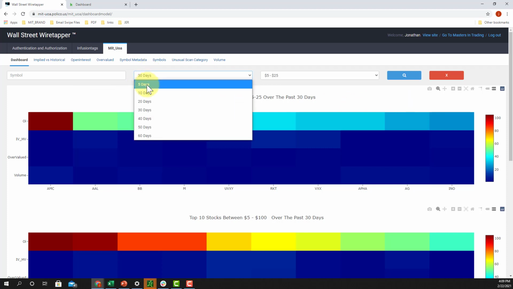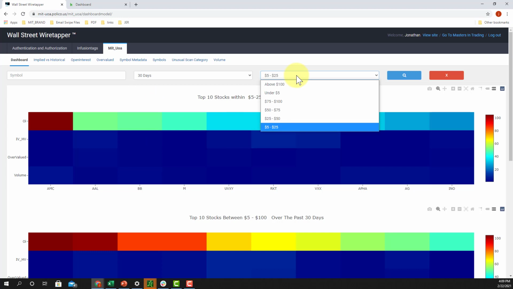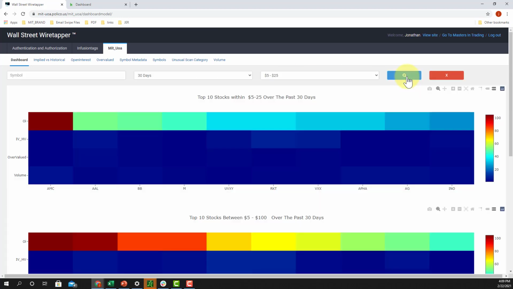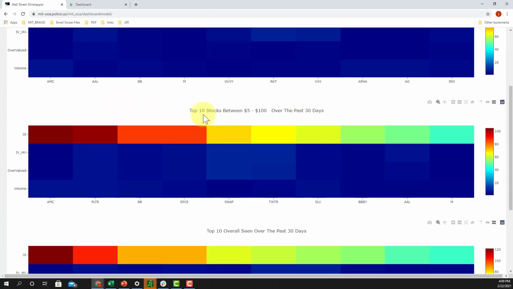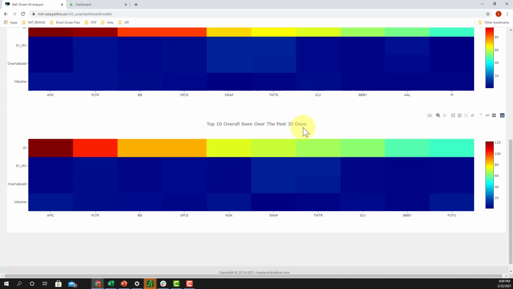30 days. You can look 5 days. You can look 60 days. I'm going to look 30 days. Stocks, 5 to 25, 25 to 50, a couple of different variations. Search. Here it'll show us your top 10 stocks between 5 and 25 over the past 30 days. This is our core scan, 5 to 100. And then down here, top overall.